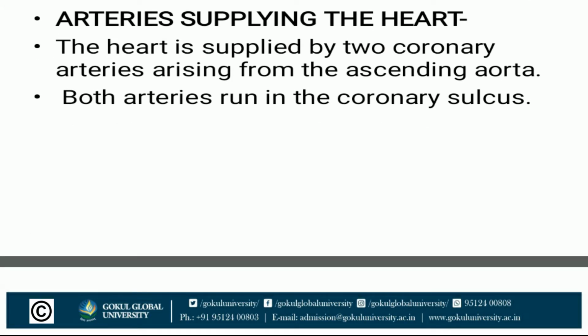Up to this point was included in the conducting system of the heart. In the conducting system we have seen the SA node, AV node, atrioventricular bundle or AV bundle of His, as well as the right branch of the AV bundle, left branch of the AV bundle, and the Purkinje fibers. Now we will see the blood supply of the heart.